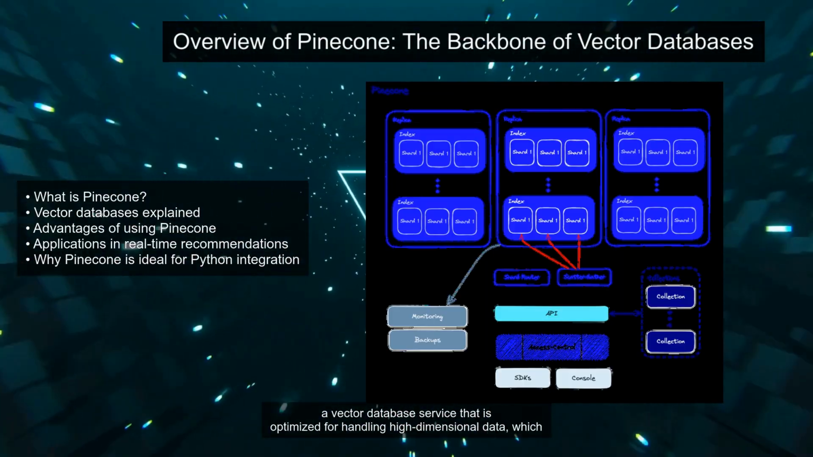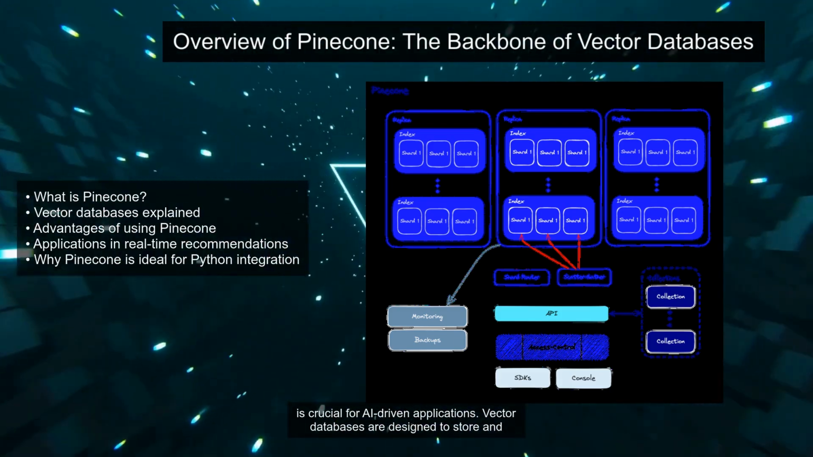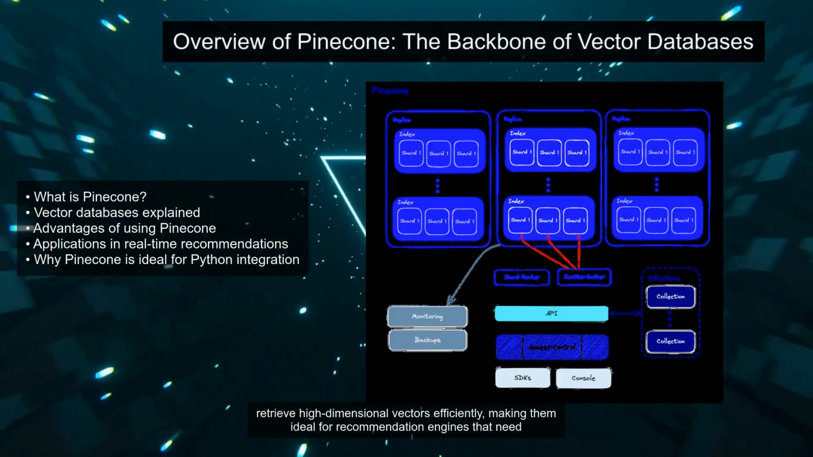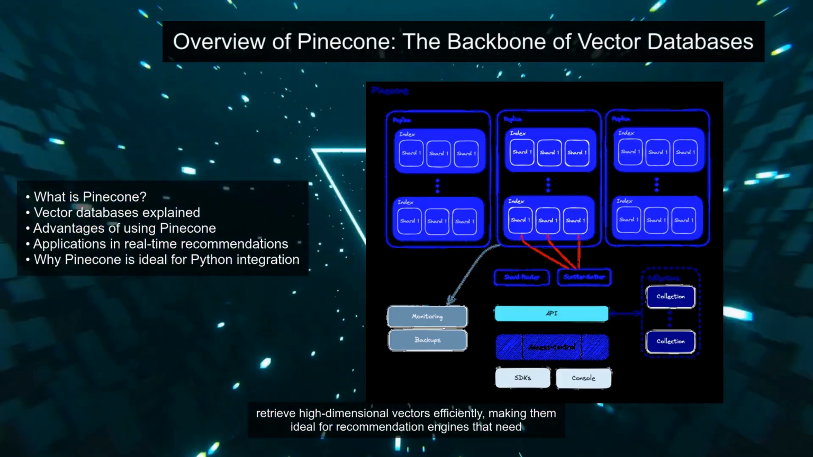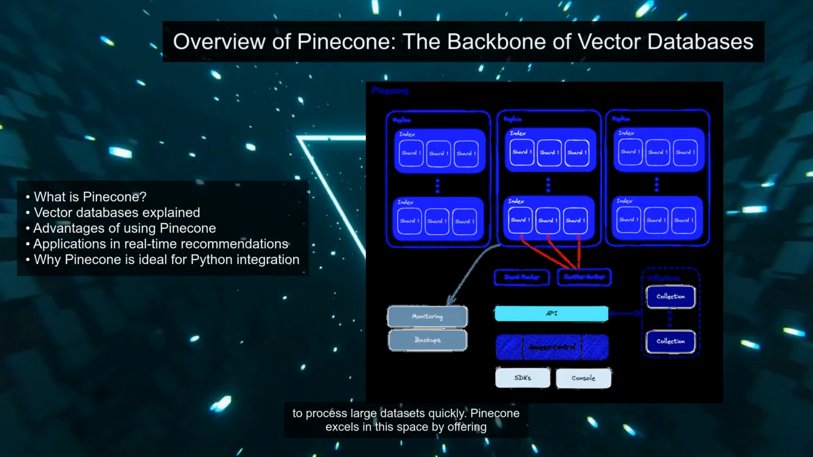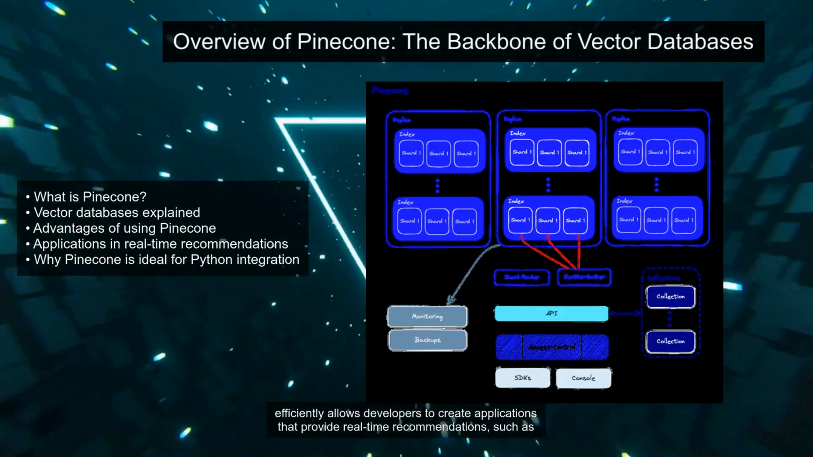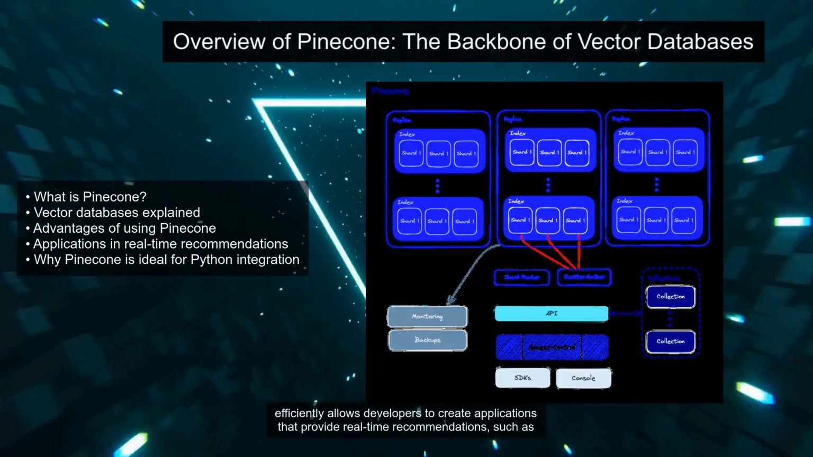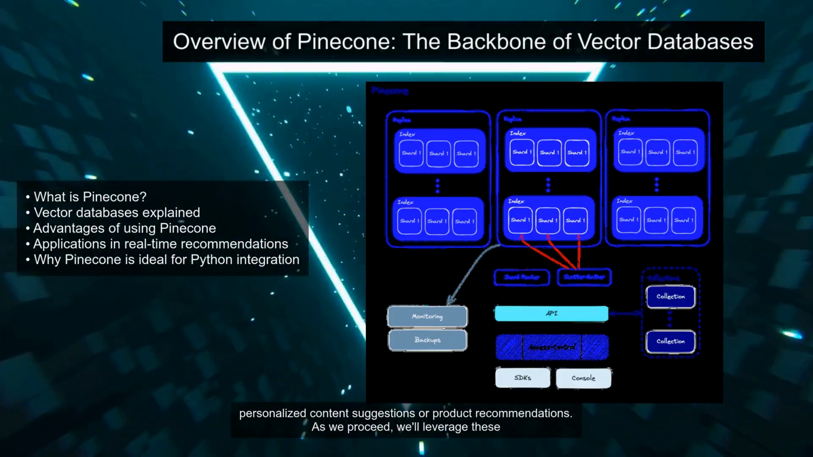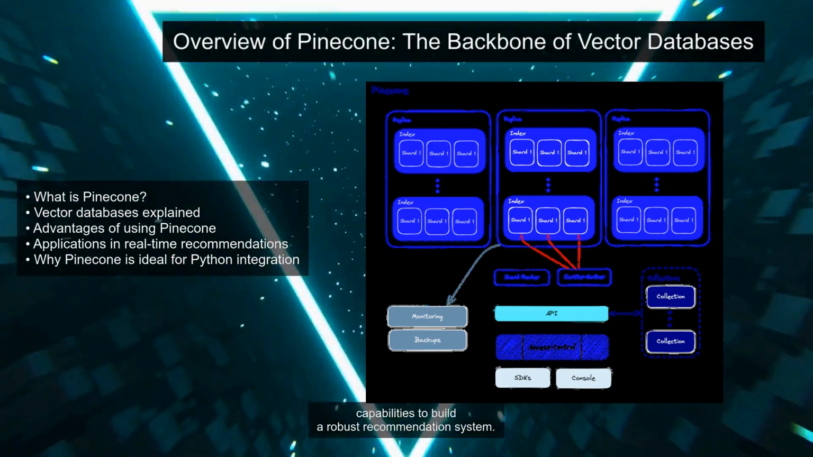Pinecone is a vector database service that is optimized for handling high-dimensional data, which is crucial for AI-driven applications. Vector databases are designed to store and retrieve high-dimensional vectors efficiently, making them ideal for recommendation engines that need to process large datasets quickly. Pinecone excels in this space by offering scalability, speed, and seamless integration with Python. Its ability to manage vectors efficiently allows developers to create applications that provide real-time recommendations, such as personalized content suggestions or product recommendations. As we proceed, we'll leverage these capabilities to build a robust recommendation system.